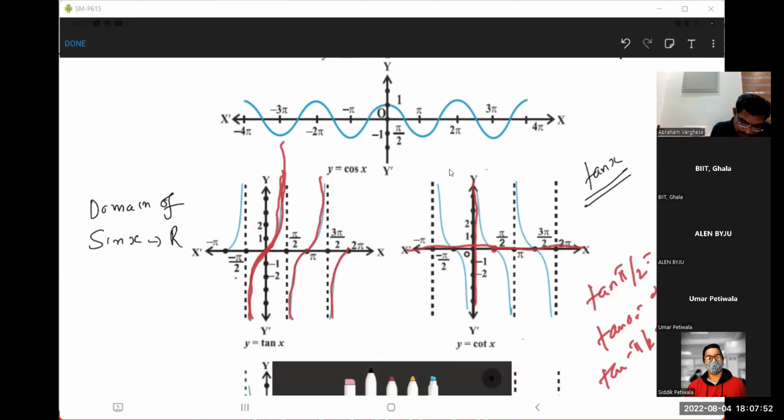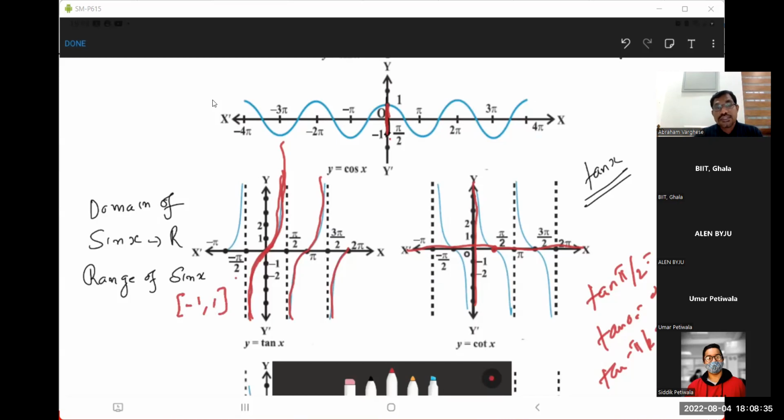What about the range of sin x? Can you tell me what is the range of sin x? Range of sin x means you look at the y-axis always. The domain you look at the x-axis and the range we look at the y-axis. So you can see here your graph will be mapped between -1 and 1. Whatever be the value of x, it can be a value between -1 and +1. Therefore the range will be the closed interval [-1, 1]. That means -1 is also included, 1 is also included.